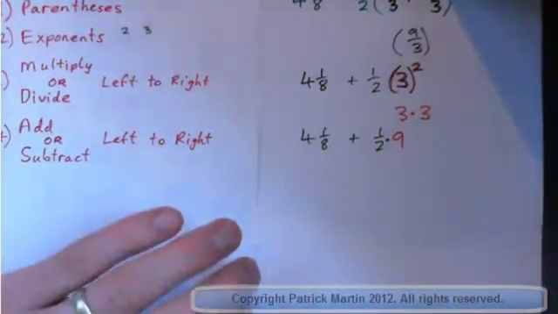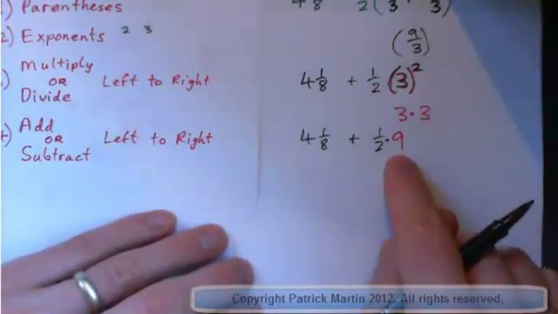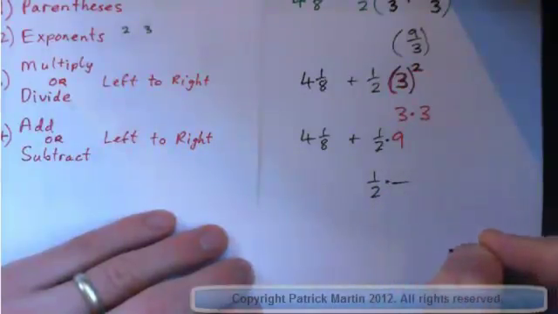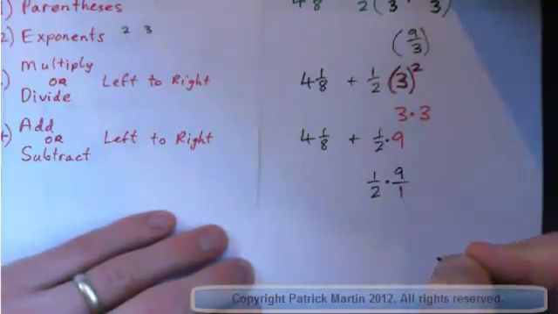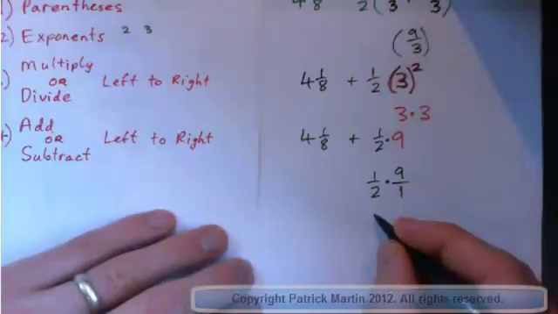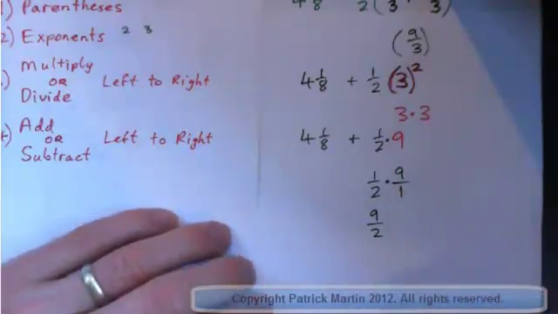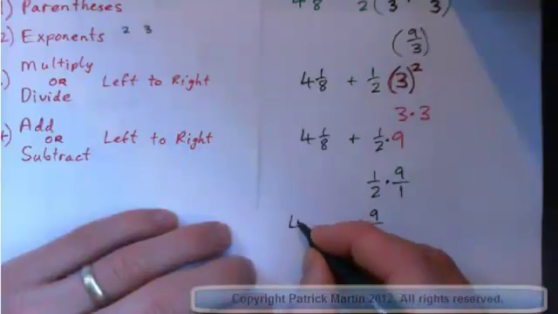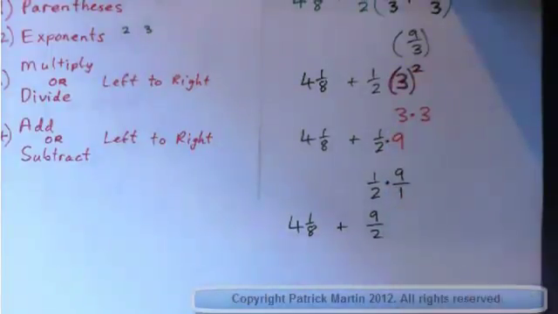Okay, so do you have to write that as a mixed number or as an improper fraction or something? Let's see, 1/2 times, what's 9 as an improper fraction? Something over 1. 9 over 1, right? So that becomes 9 over 2. And I have 9 over 2, and I have 4 1/8 to add to that. Okay? So that's good. I did the multiply and all that.